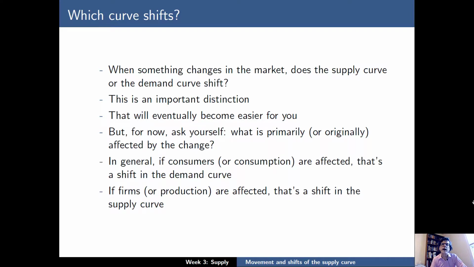One of the things that's important for us as introductory students to recognize and be comfortable with is determining whether the supply curve or the demand curve shifts after a change in the market. This will eventually become easier for you, but for now you can ask yourself, what is primarily or originally or first affected by the change? In general, if consumers are affected, that's a shift in the demand curve, and if firms are affected, that's a shift in the supply curve. And that's how we can distinguish.